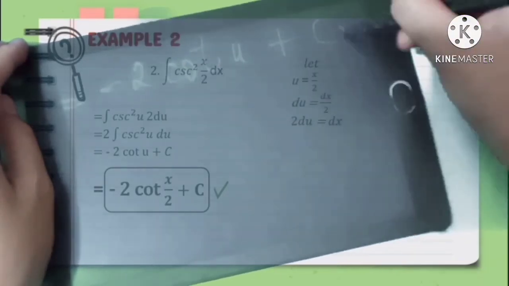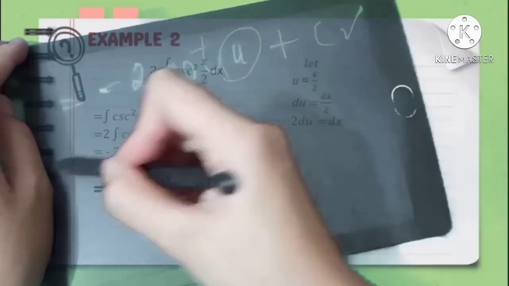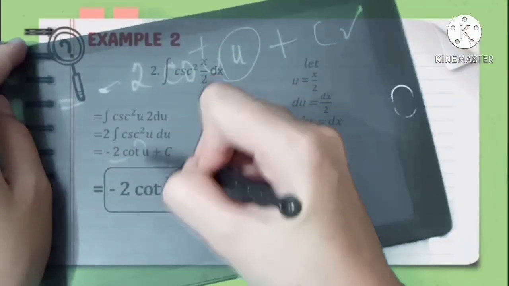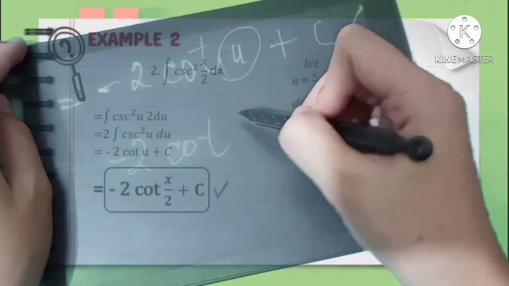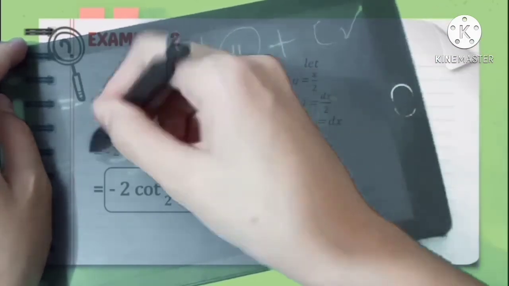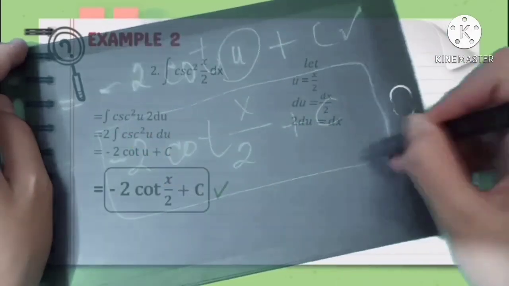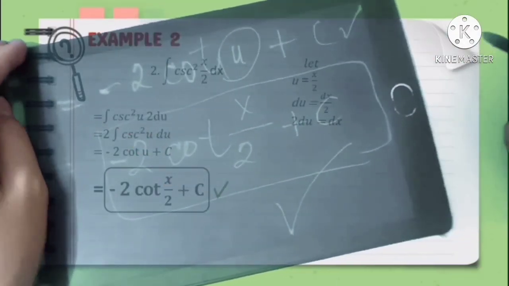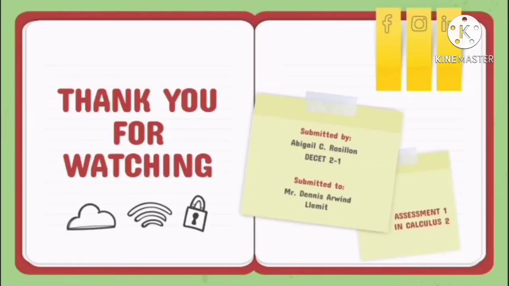So, that would be our final answer, but let's substitute again. That would be negative 2 cotangent x over 2 plus c. And that would be our final answer again. So that would be all for this video. Thank you for watching.